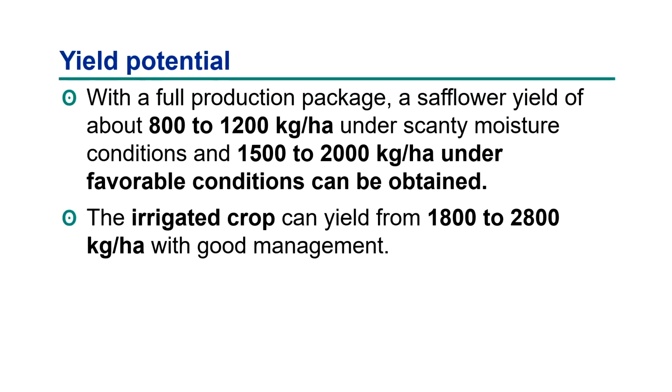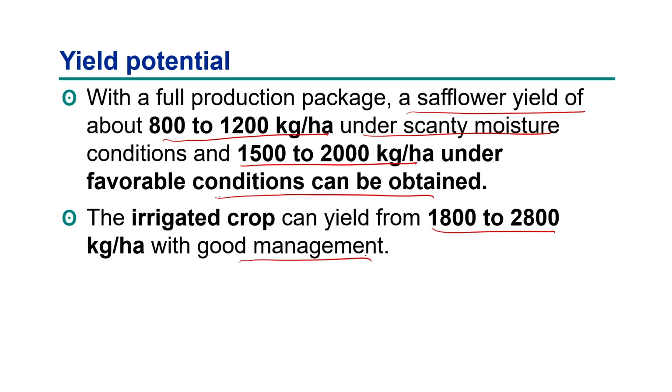Now yield potential. With a full production package, a safflower yield of about 800 to 1200 kg per hectare under scanty moisture or rain-fed conditions is obtainable, and 1500 to 2000 kg per hectare under favorable conditions can be obtained. The irrigated crop can yield from 1800 to 2800 kg per hectare with good management.